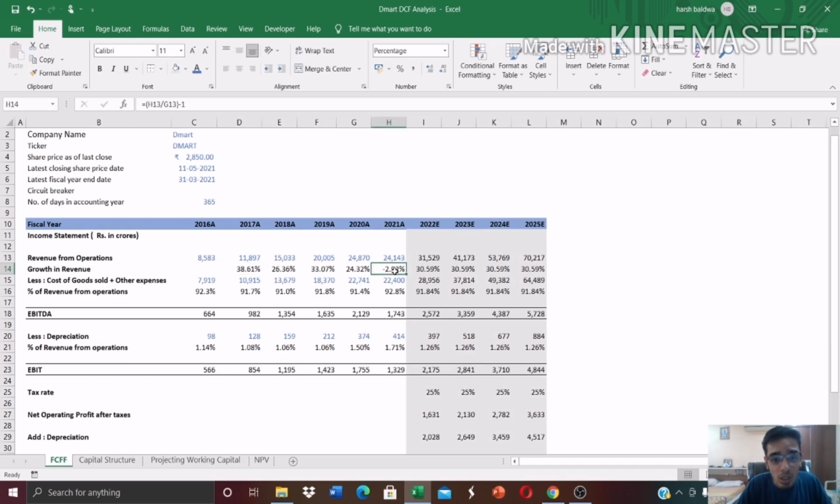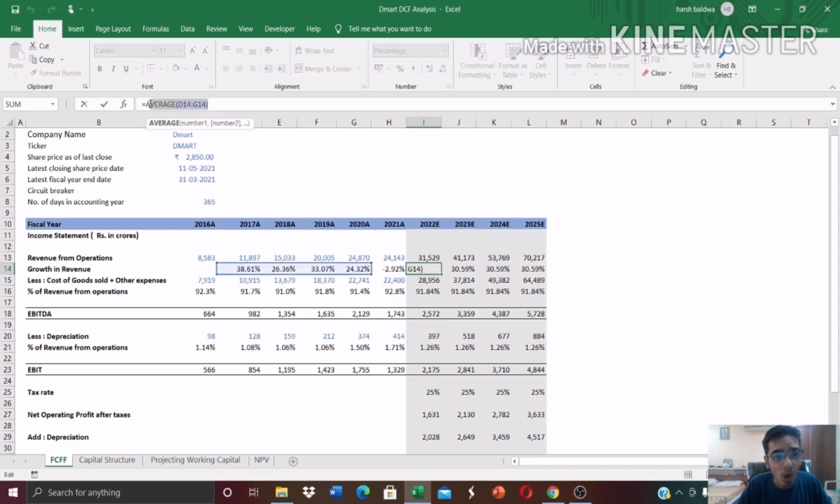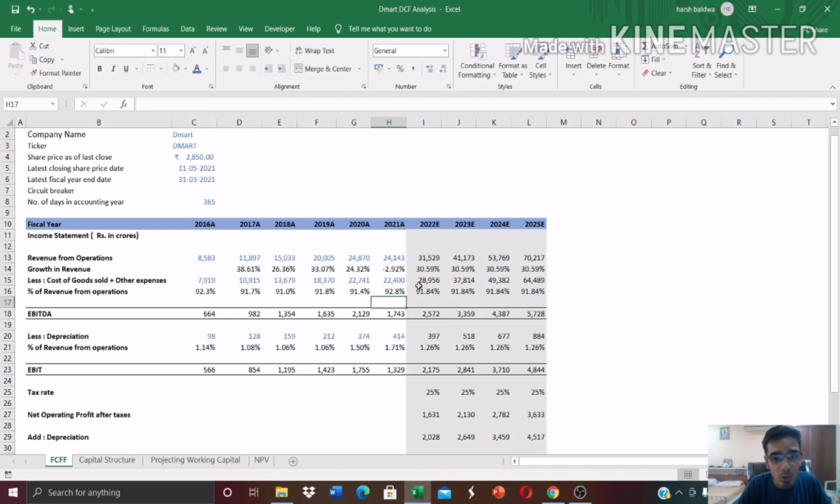And now to estimate the revenue from operations for 2022 and further, what we have to do is we need to calculate the average growth rate. Okay, so just put in the formula of average growth rate and you will be getting it as 30.59%.